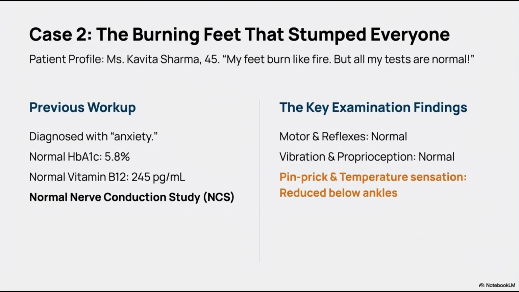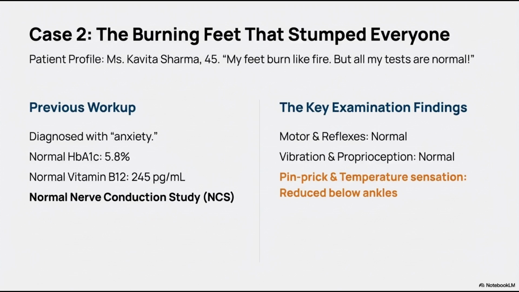And previous workup says the patient has been diagnosed with anxiety. Normal HbA1c 5.8. Vitamin B12 245 picograms per ml. Do tell me the normal ranges of HbA1c and vitamin B12 in the comment section. Let's discuss it there. And the nerve conduction study has also been done and it's normal.